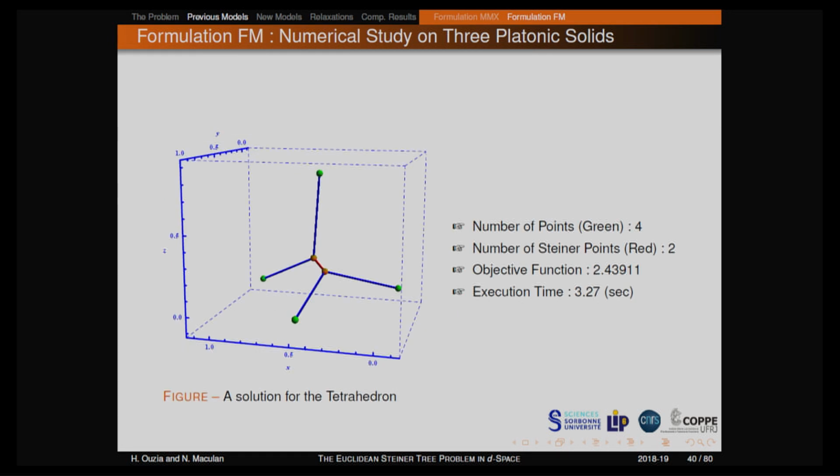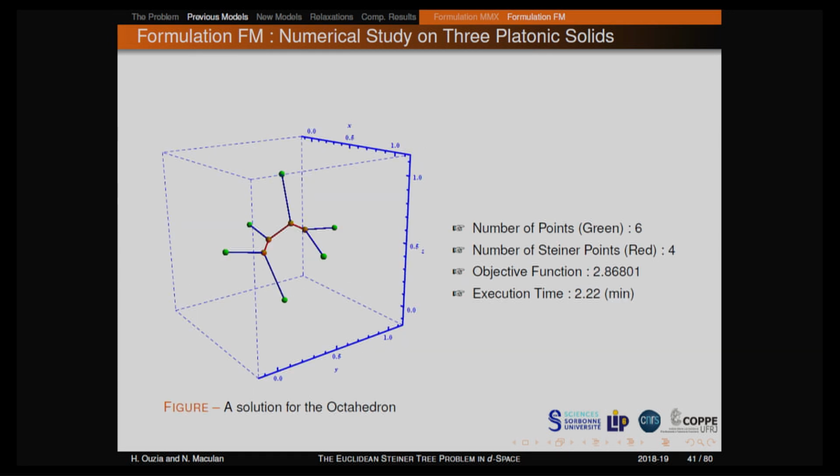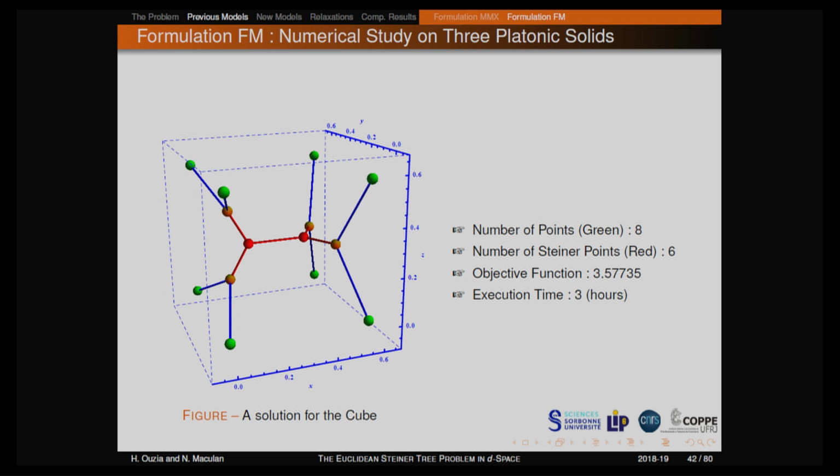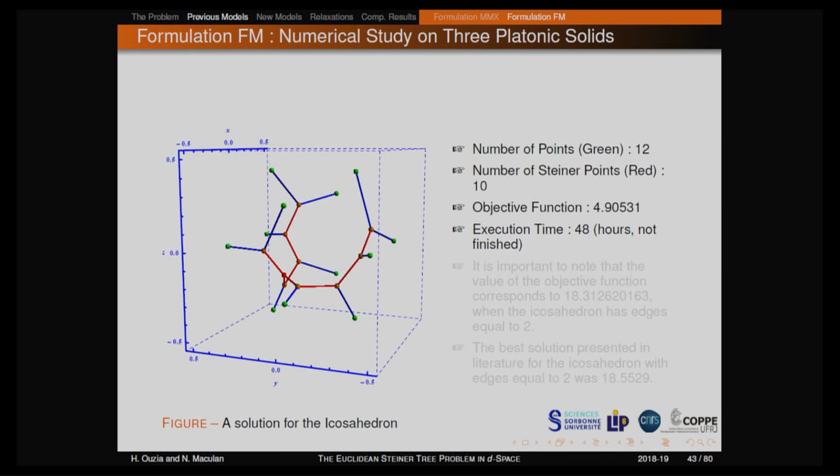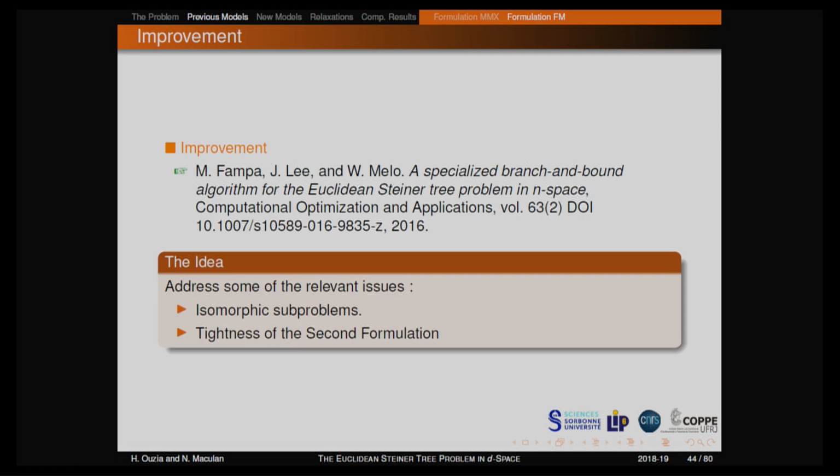You get the solution. You get this octahedron, the dodecahedron, and for the cube, 3 hours to solve. Not solved. This is the optimal solution, but you cannot prove it. And here is the icosahedron, but that's not very important. I have to just go directly.